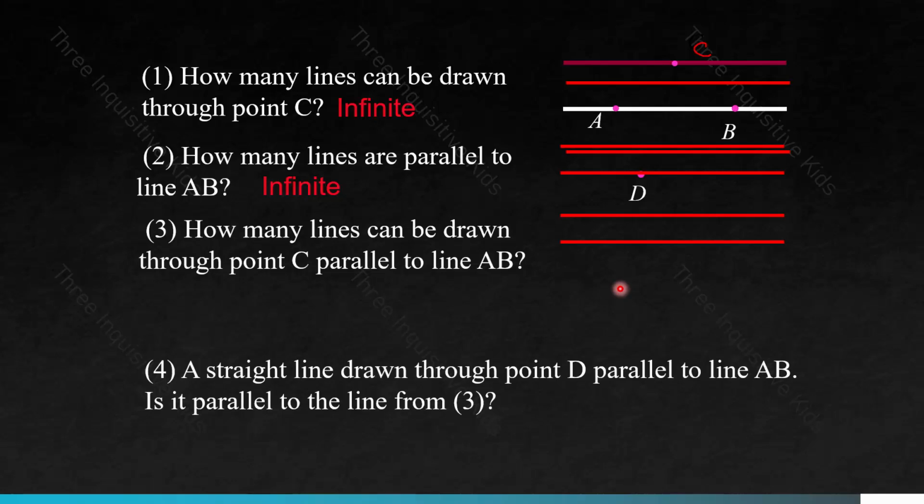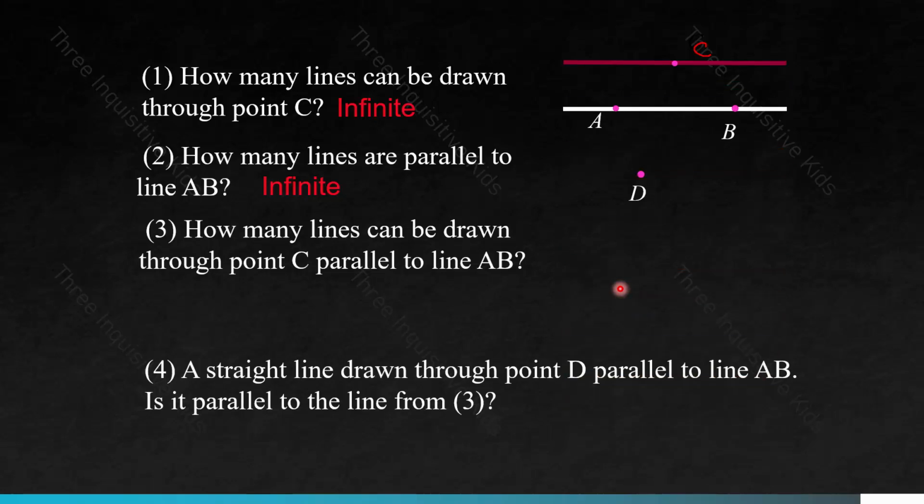There's two conditions that we have to think about. So rotating this line with a pivot on point C, we can rotate it until it is parallel to AB. And there is only one line that is both drawn through point C and parallel to line AB. A straight line drawn through point D parallel to line AB. Is it parallel to the line from question 3?